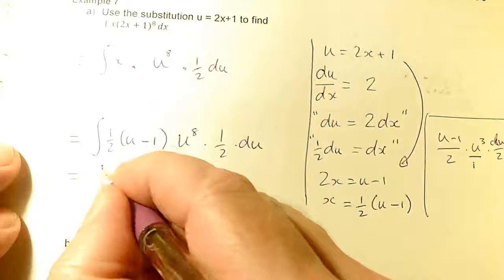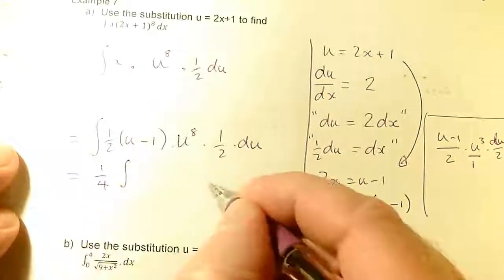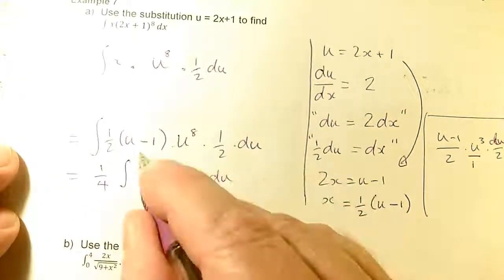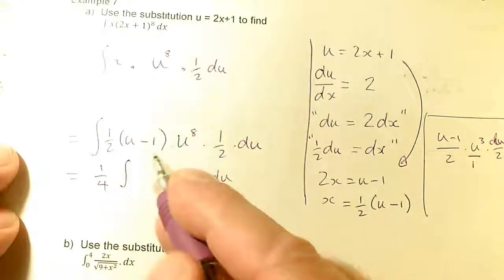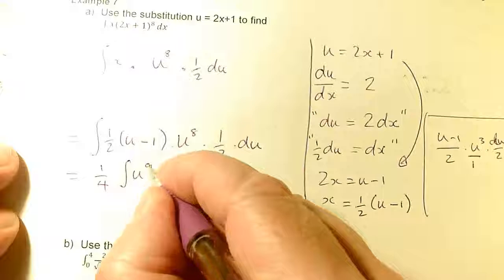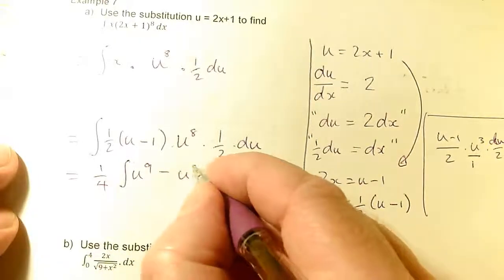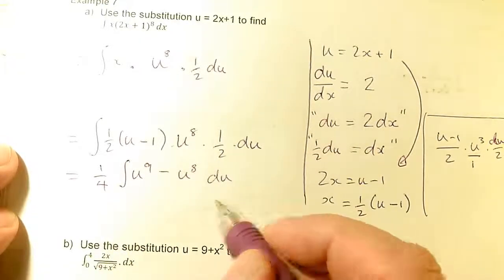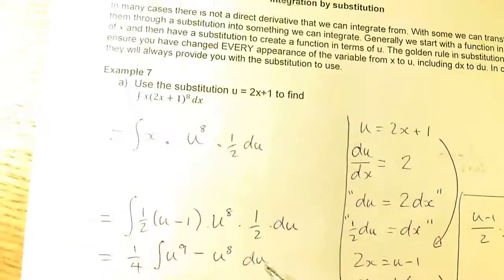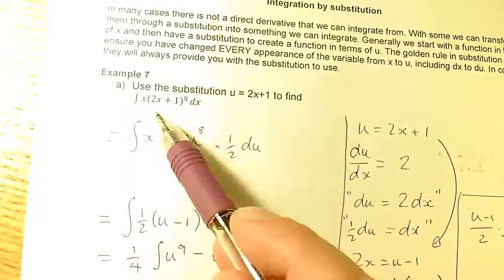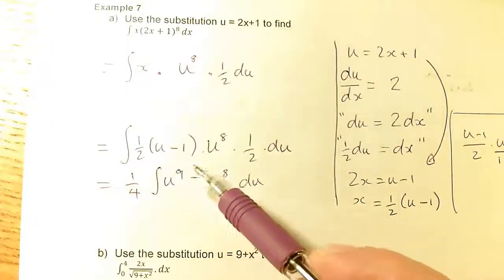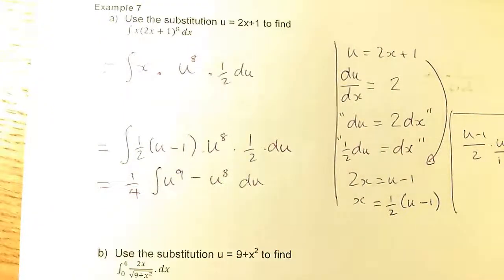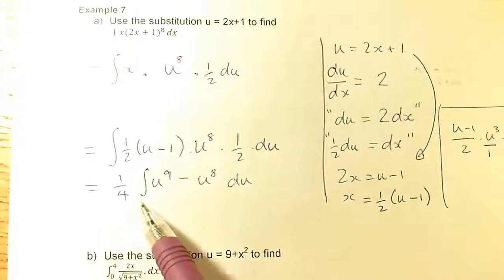So I'm going to bang down a quarter times the integral of something du, and now I can multiply this out. In order to multiply u minus 1 times u to the power 8, I'm going to do u to the power of 9 minus u to the power of 8. And that means that this substitution has given me an integral I can do. I wouldn't have fancied expanding that bracket out to the power of 8 while I was still with x's, but I've expanded this bit out no problem at all, so I'm going to have a nice easy integral to do. So this is what I want it to look like.